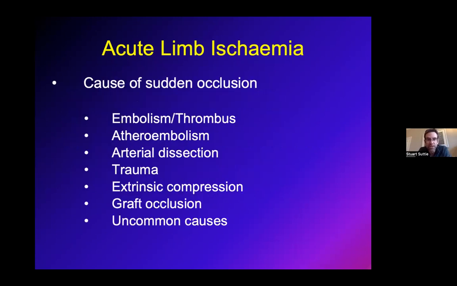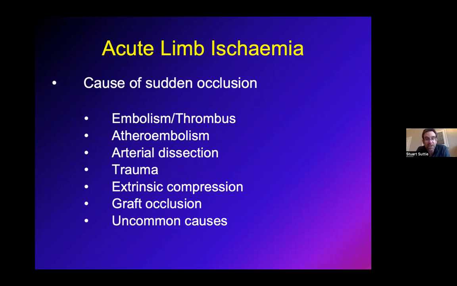So what causes the sudden loss of blood supply to a limb? It's embolism or thrombus, commonly from the heart. We can also have an atheroembolism, a bit of atherosclerotic plaque that can break off and occlude the smaller vessels. We might have an arterial dissection, a dissecting aorta, a dissecting femoral. It can also be post-trauma. Commonly, we see it in iatrogenic trauma.